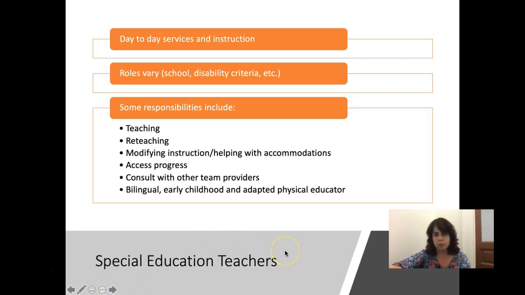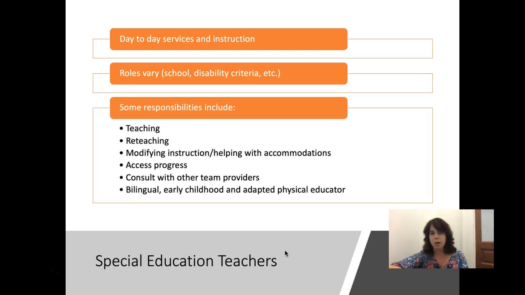So first off, special education teachers. Those are the teachers that are providing day-to-day services and instructions to students. Those roles are really going to vary, so by school, disability category, and many other things. We're going to talk about those varying roles in a couple slides. Some of the responsibilities that special educators have are teaching, reteaching, modifying that instruction, helping with accommodations. So a lot of accommodations.